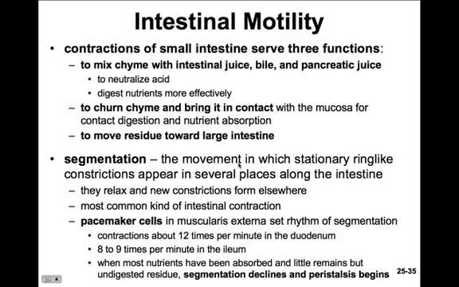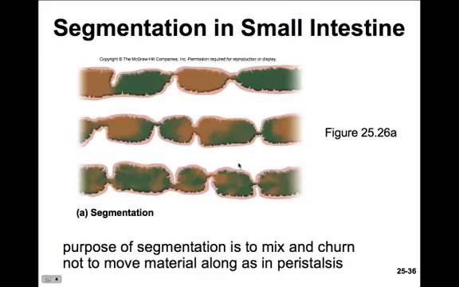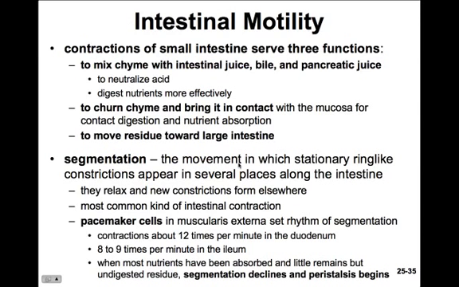Segmentation is the first means of intestinal motility we'll look at. Segmentation is the alternate contraction of ring-like constrictors along the length of the intestine. As one relaxes, a new constriction forms elsewhere. You can see in this figure these alternate waves of contraction, and the purpose of them is to really mix and churn material, not so much to move them along. We'll see that when we look at peristalsis.